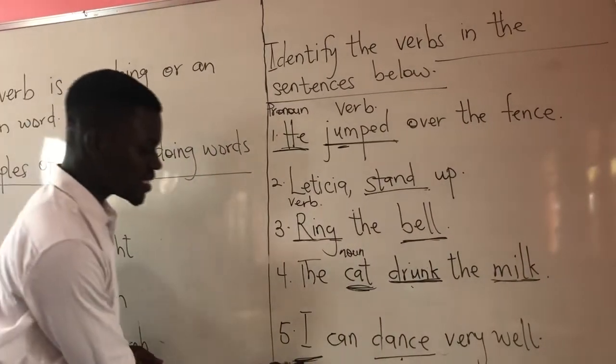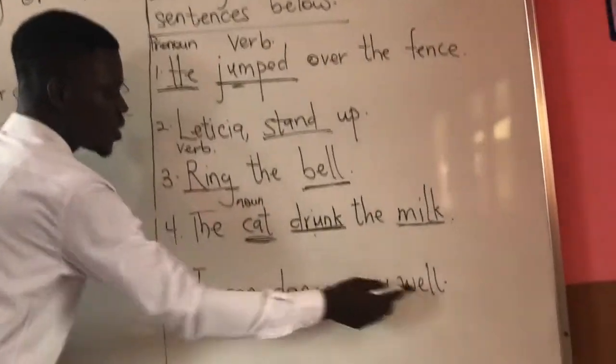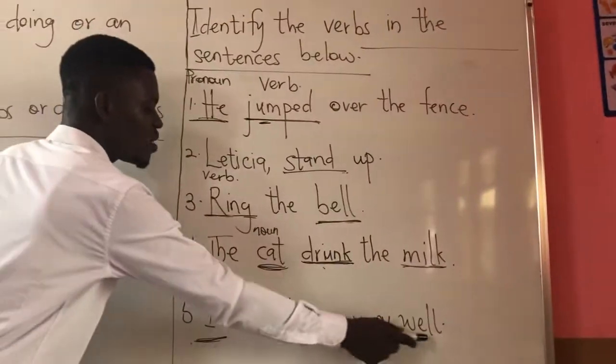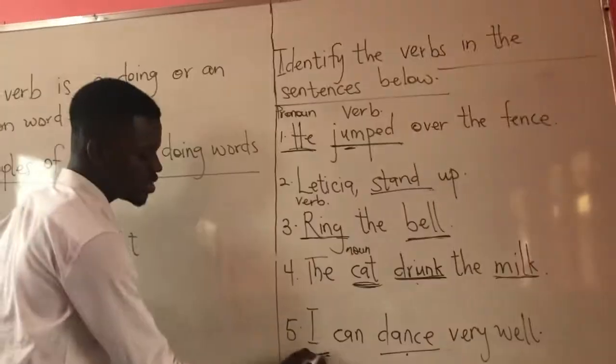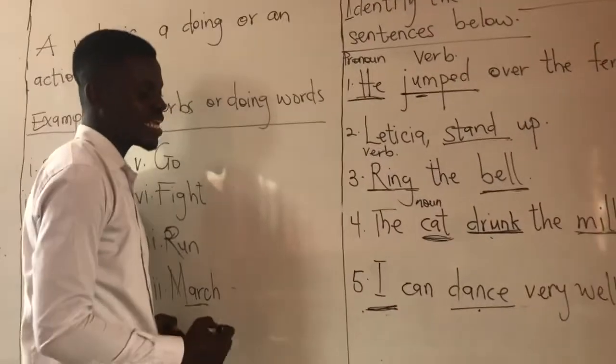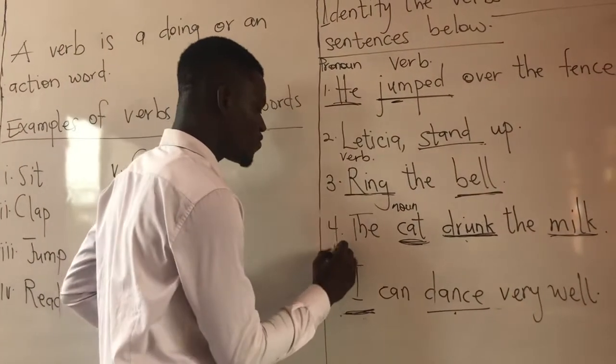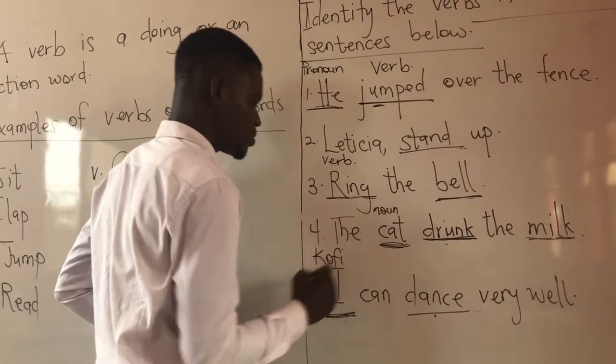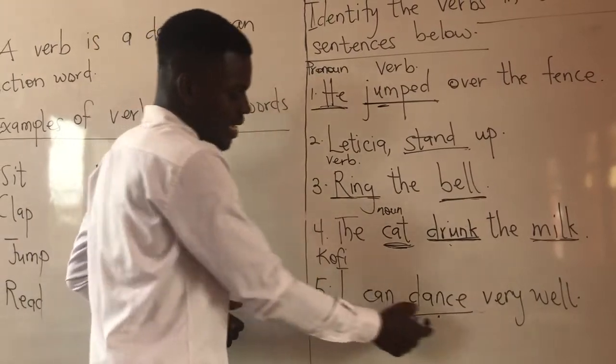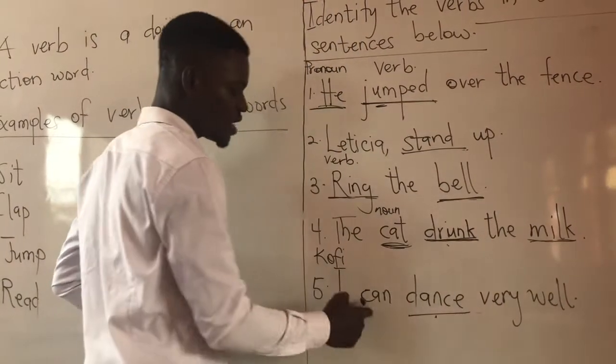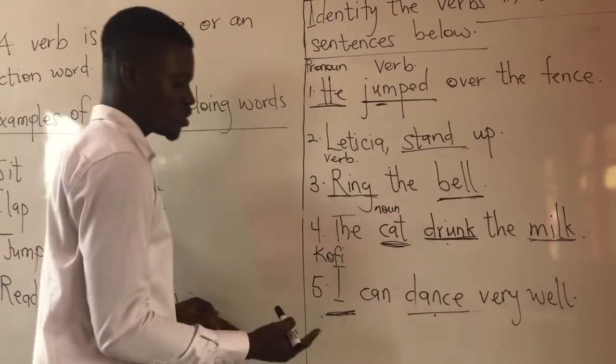Okay. I can dance very well. The I here is what? It is a pronoun. It is telling you, you could have written Kofi. Okay, Kofi can dance very well, which is also true.